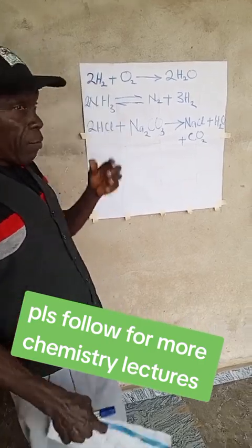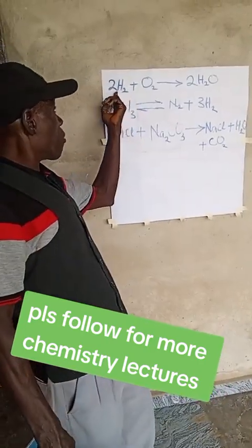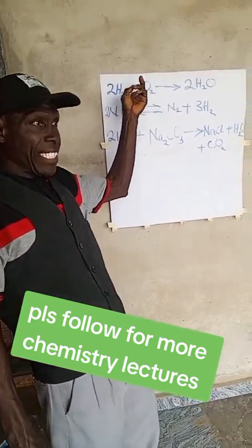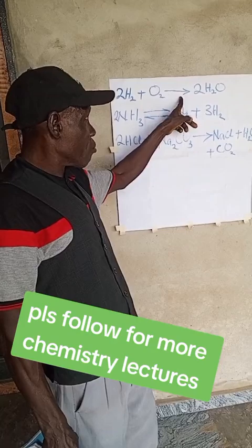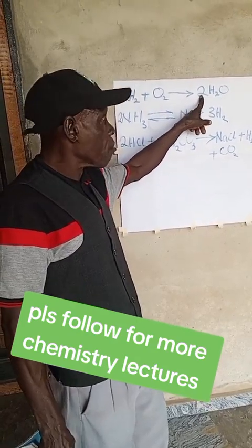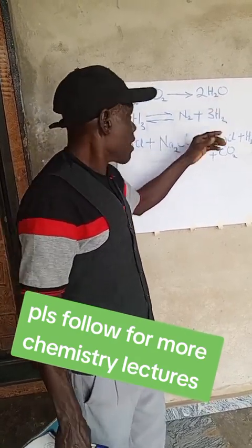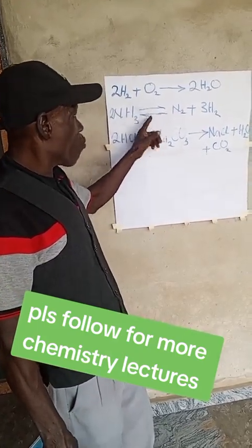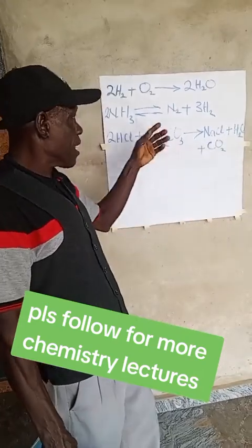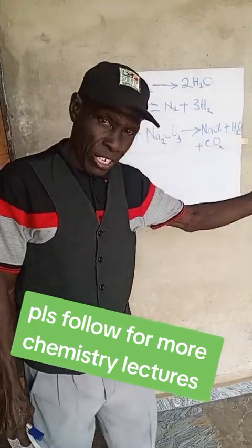Now, if you want to interpret this, it means 2 volumes of hydrogen combined or reacted with 1 volume of oxygen to produce or to form 2 volumes of water. In the second case, you will see that this is a double arrow. One is moving forward, one moving backward. That means it is what we call a reversible reaction.